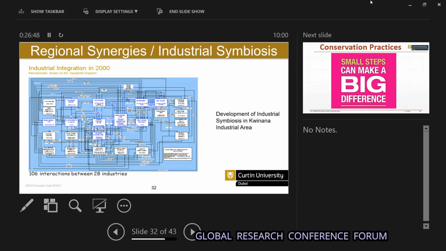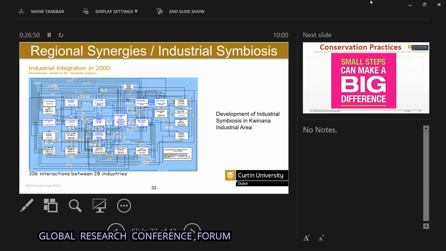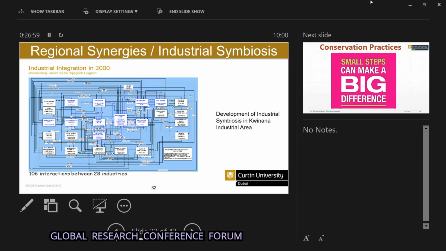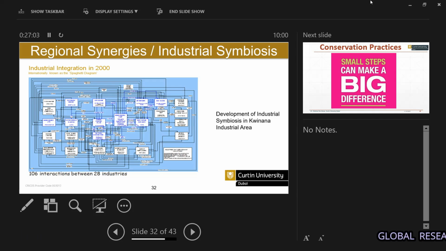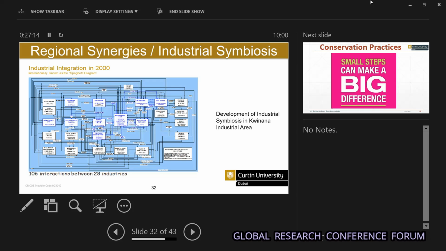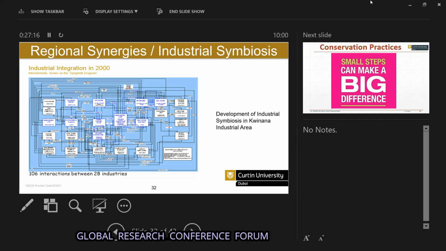There is interaction happening between 28 industries. That means all these industries are connected, where one industry's output is the raw material for another. If water is going as waste from one industry, the polluted water is treated in the internal plant. Steam, which is going to waste, will be used for the steam turbine in the next industry. So the raw material comes from the nearby industry, and the waste goes to the nearby industry.